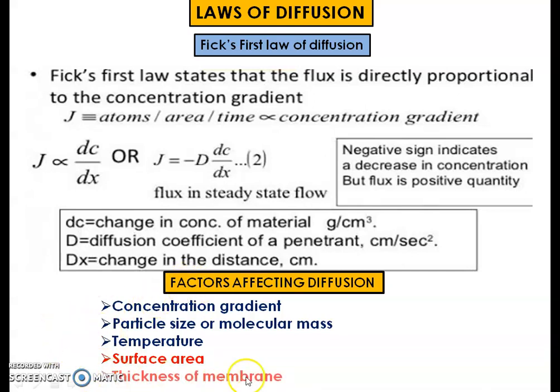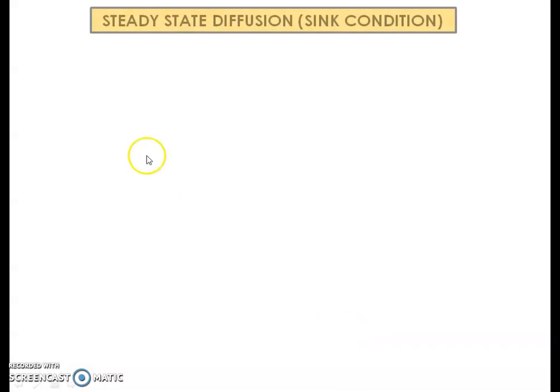And next is thickness of the membrane. These two factors get involved only when the diffusion is taking place across the membrane. If the thickness of the membrane is higher, the diffusion will be slower or less. Next we will discuss steady state diffusion or sink condition.